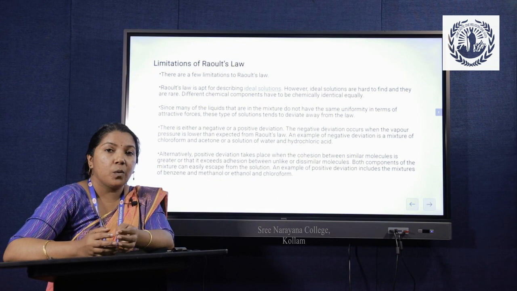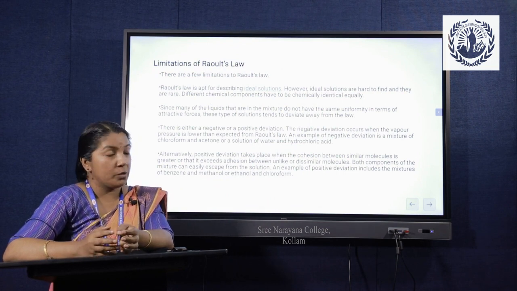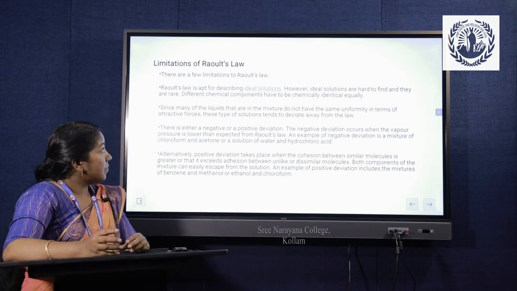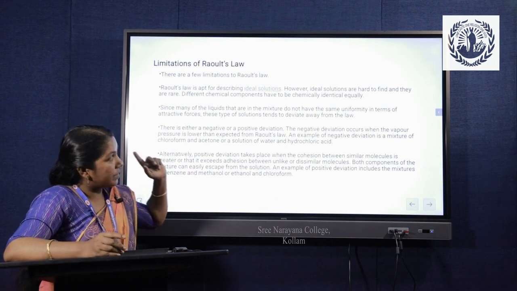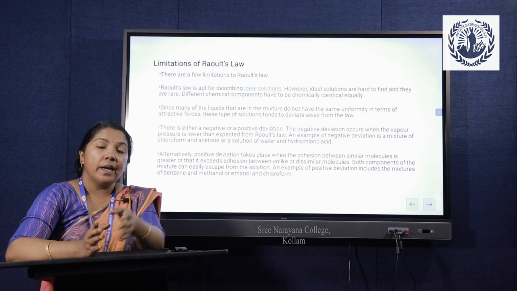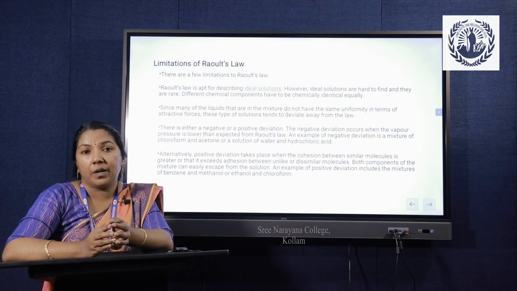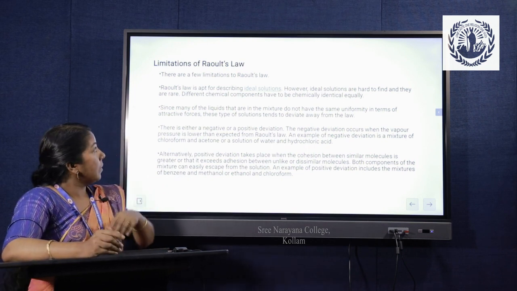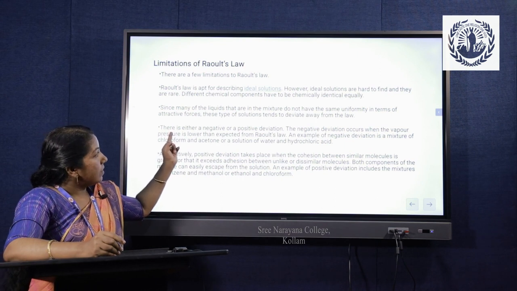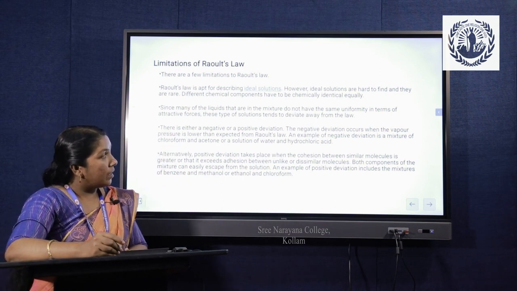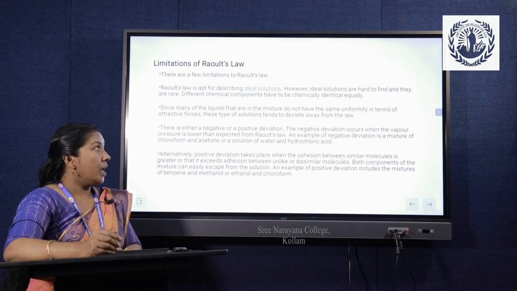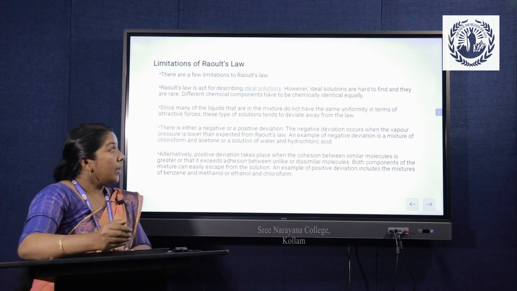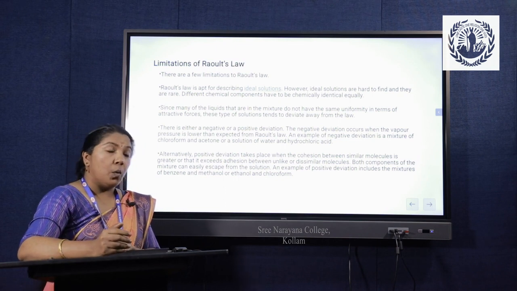Next, let us discuss the limitations of Raoult's law. The first limitation, as we have already discussed, is that this law is apt for describing ideal solutions. You know that ideal solutions are very hard to find in real situations. So this is a limitation. Second, since many of the liquids in a mixture do not have the same uniformity in terms of attractive force, these types of solutions tend to deviate away from the law.